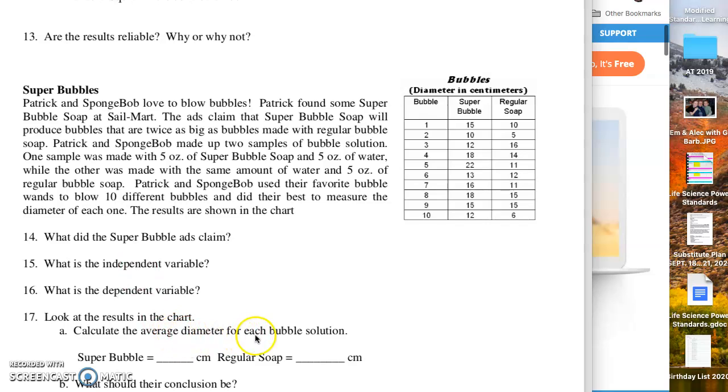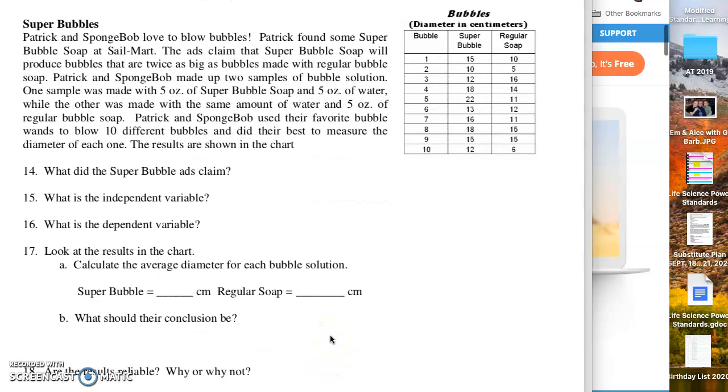Calculate the average diameter for each bubble solution. So add all these super bubbles up and divide by 10. Put that number right here. And then add all these regular soap numbers up and divide by 10. Put that number right there. What's the conclusion? In the conclusion, you want to know, does the super bubble actually produce bubbles that are 2 times larger than regular bubble soap? So that would be your answer there.